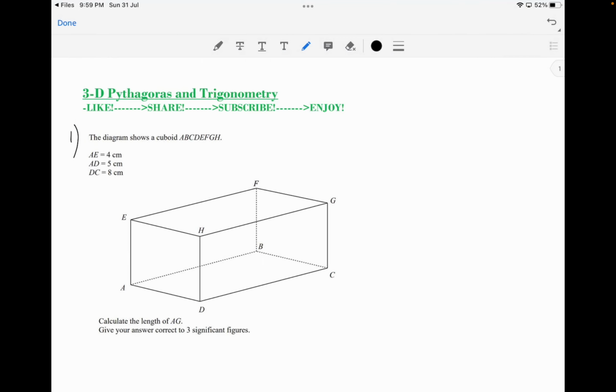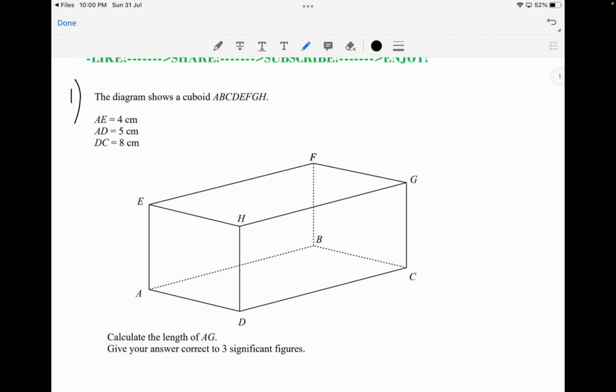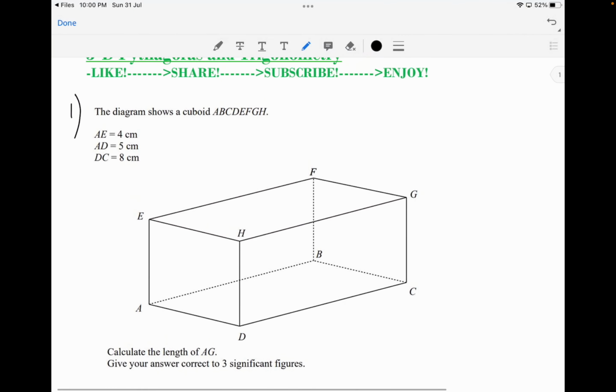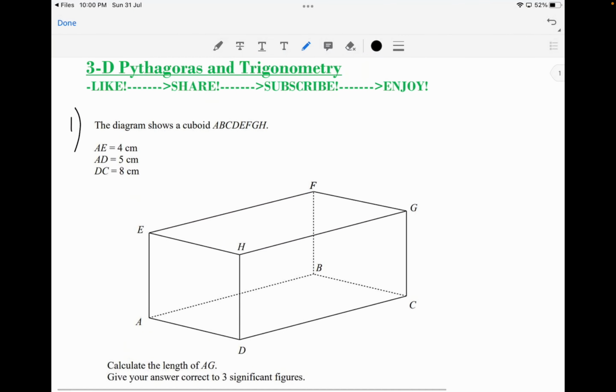After analyzing this question, we're going to do a little bit of drawing, so I'm just going to zoom in on this question. You have AE to be 4 centimeters. I would advise you to write down these values when dealing with these types of questions. We know that AD is 5 centimeters, and we know that DC is 8 centimeters.